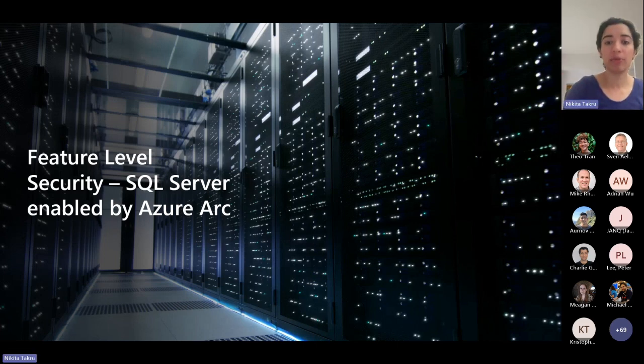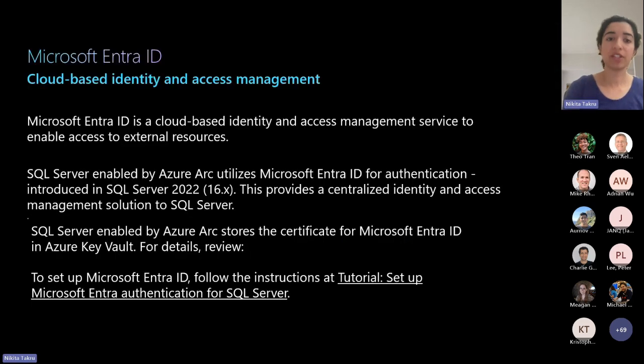So now let's talk a little bit about feature level security for SQL Server enabled by Azure Arc. We've talked about the architecture, we've talked about least privileges, but let's talk about how the features work and what is happening there. So let's first talk about Microsoft Entra ID. So what is Microsoft Entra ID? I had mentioned a little bit about this earlier, but essentially it is a cloud-based identity and access management service. And what that is useful for is enabling access to external resources.